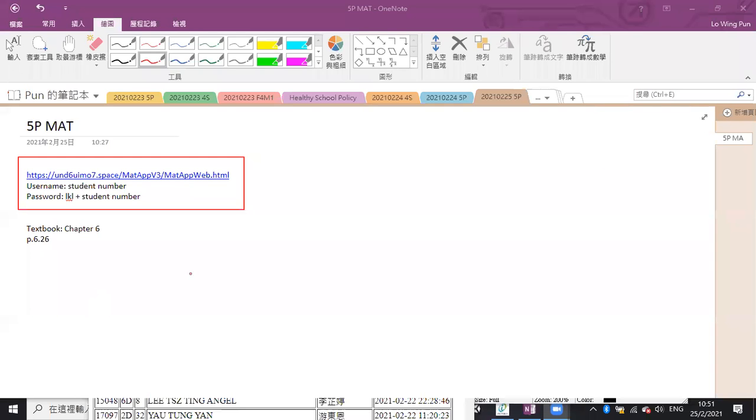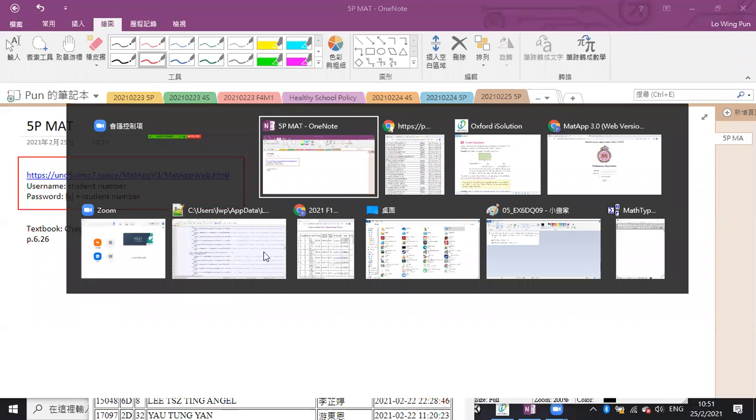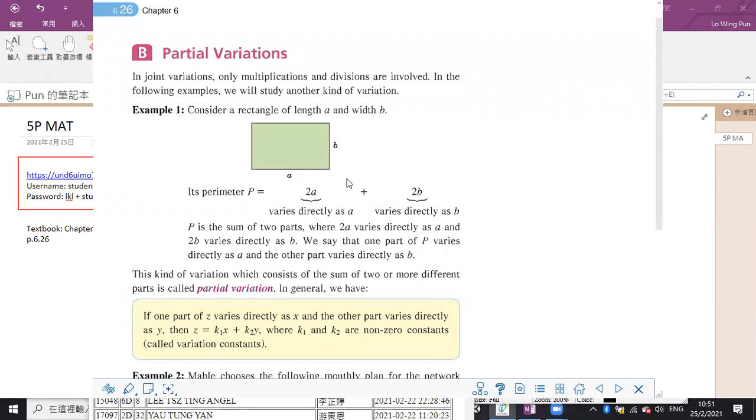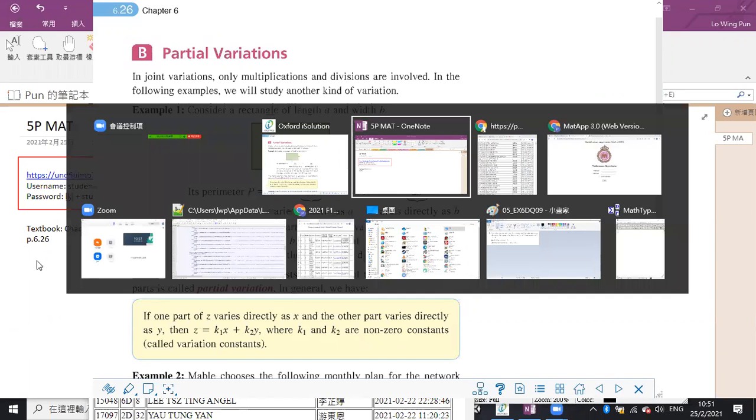Let's go to page 6.26. We were still talking about direct variation and inverse variation. Okay, let us just do a little revision.